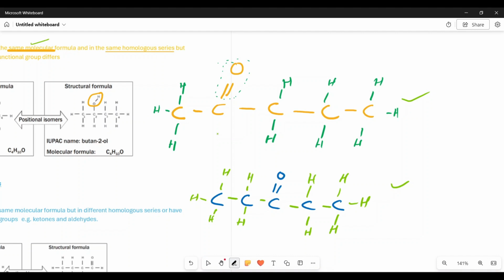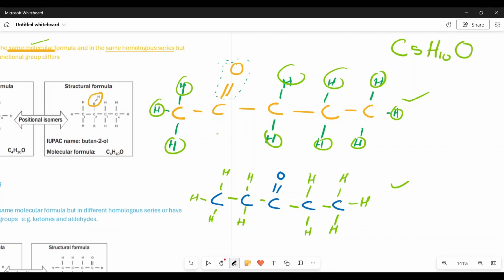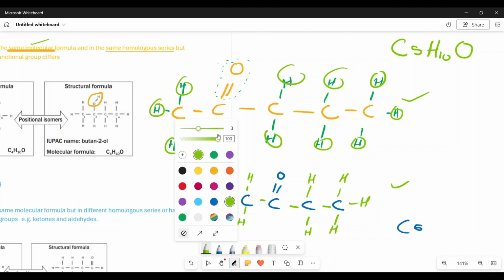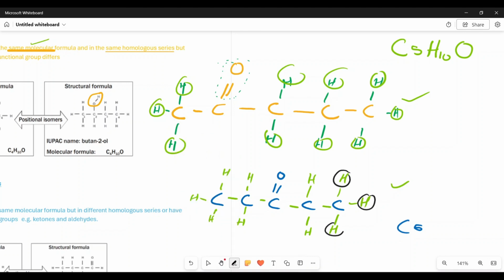So here I have 1, 2, 3, 4, 5 carbons. Now, let me count my number of hydrogens. 1, 2, 3, 4, 5, 6, 7, 8, 9, 10. And I have 1 oxygen. So now, let me do the same for my other compound. 1, 2, 3, 4, 5 carbons. Now, let me count the number of hydrogen atoms I have. So I have 1, 2, 3, 4, 5, 6, 7, 8, 9, 10. And I only have 1 oxygen.